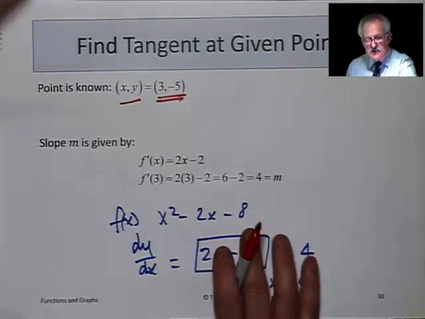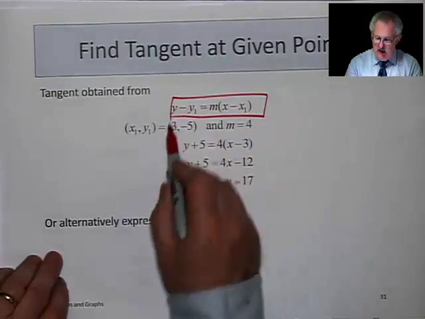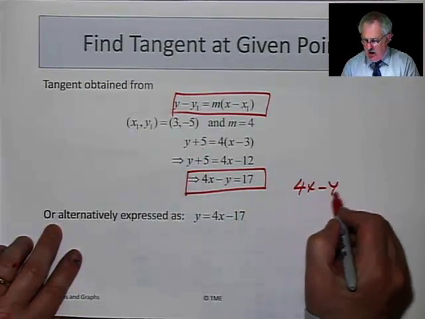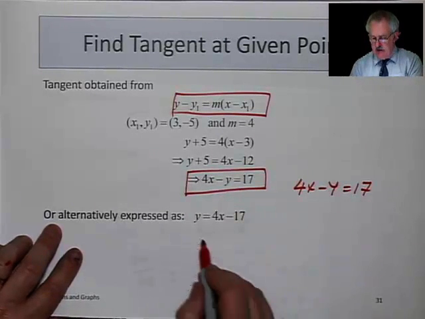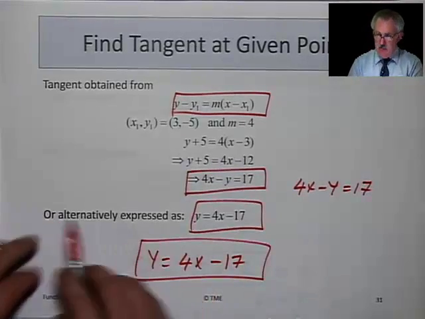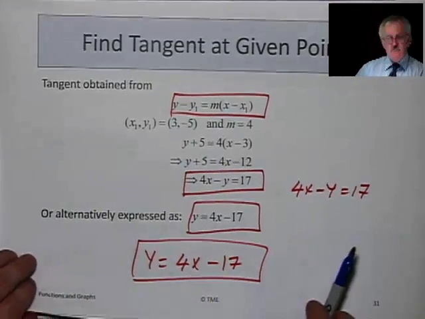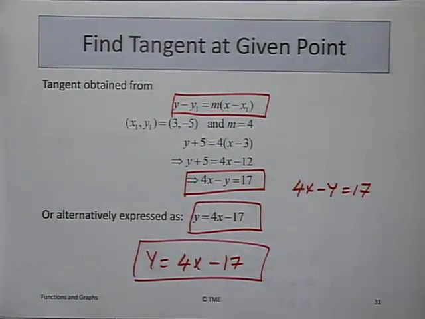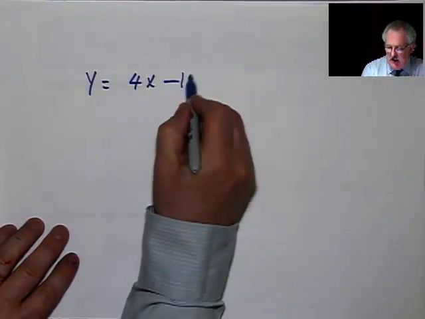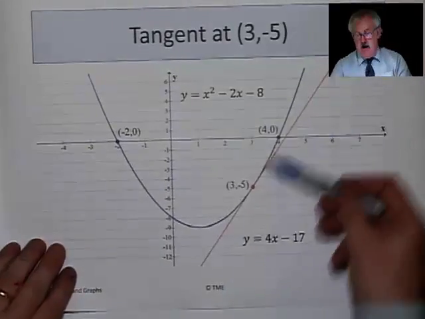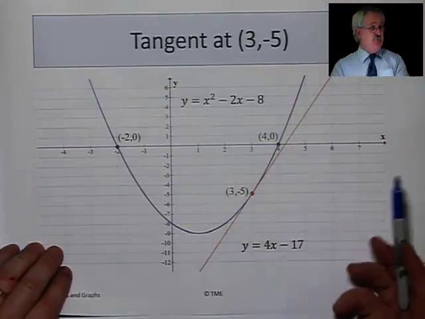I look up the tables, I find the equation, I plug in the numbers, and I get that the line is given by 4x minus y is 17. I do a bit of tidying up, and I get y is equal to 4x minus 17. y is equal to 4x minus 17 is the equation of the line, which is great. That's what I was asked to do.